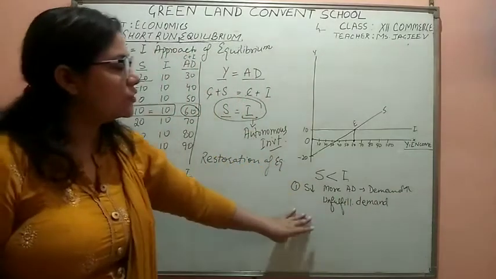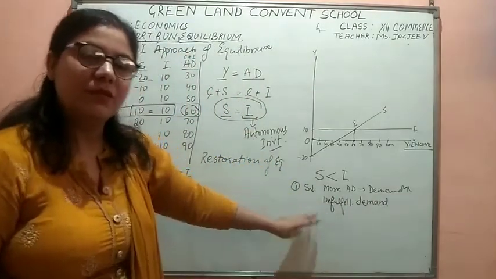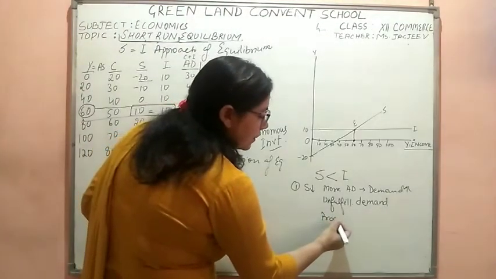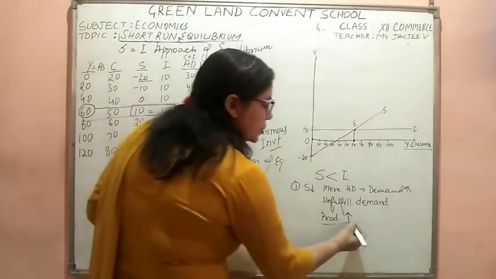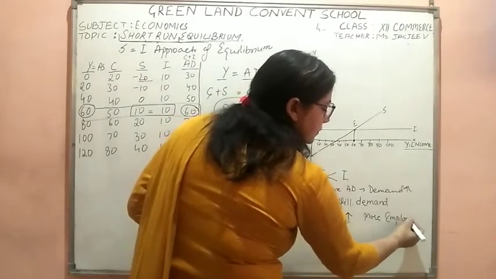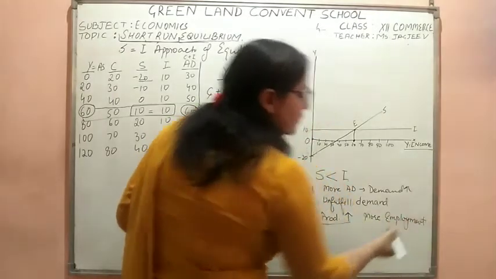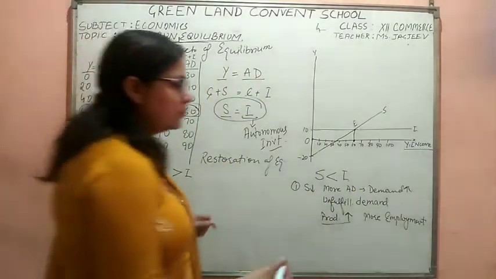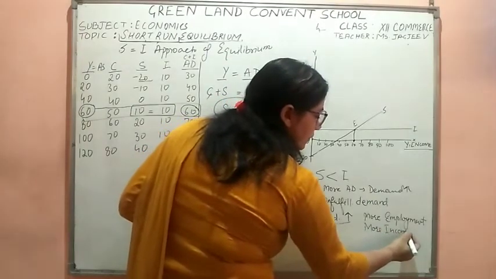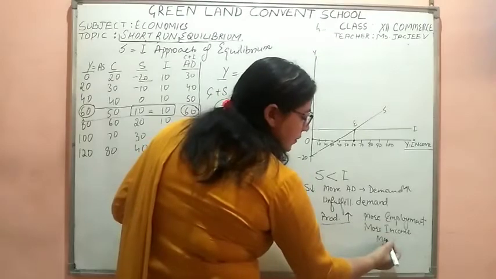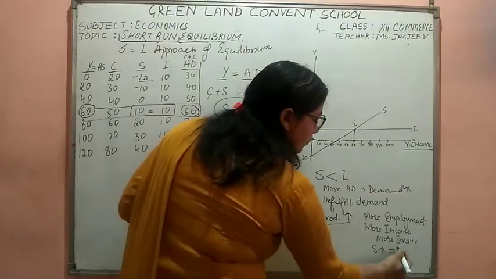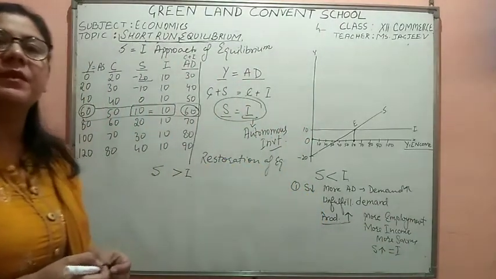When they suffer the loss due to unfulfilled demand, what will they do? They will produce more next year, so production will increase. More production means more employment. More employment will be given, then only is there more production. More employment means more income. More income means more savings, and savings will increase and become equal to investment. This is how the economy will restore.